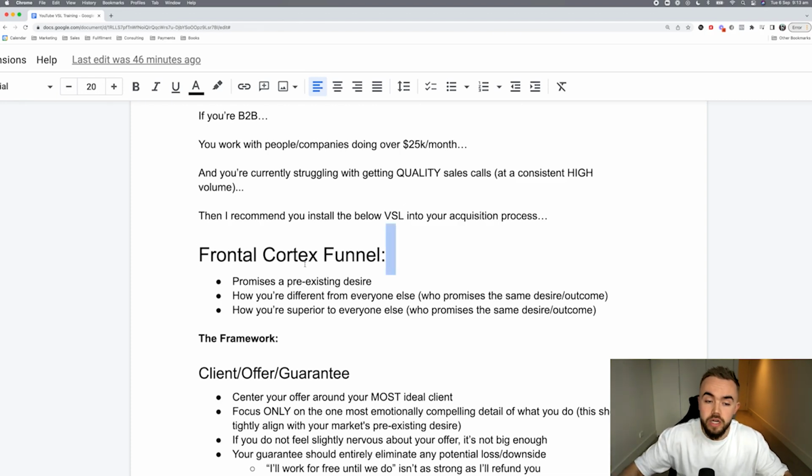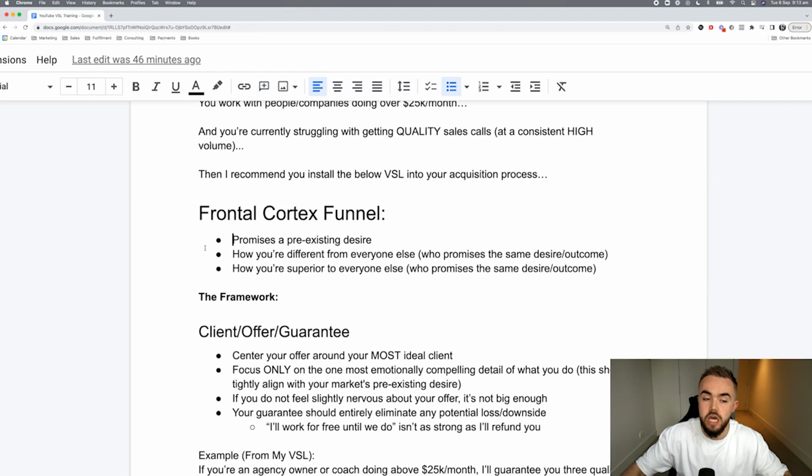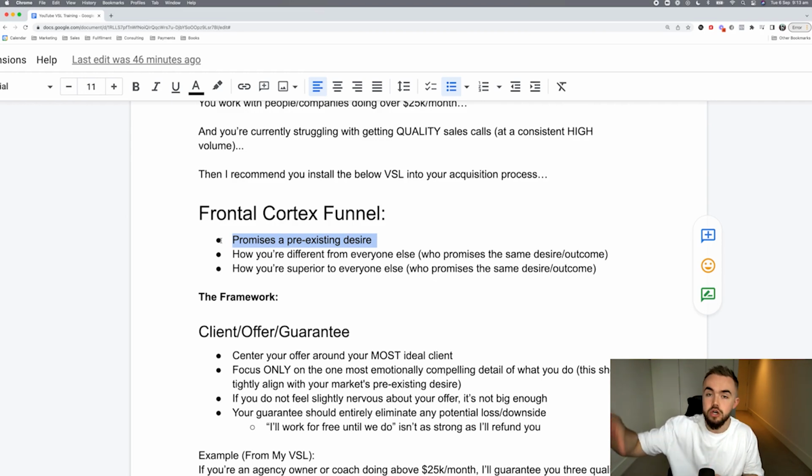Okay, so what is the frontal cortex funnel? Well, there's a few things that it does, which is why it works so well, okay? Number one is it promises a pre-existing desire. So any market that you're in, there's a pre-existing desire within that market, meaning that that market naturally wants something. You don't need to create demand for whatever it is that they want, right? And you shouldn't create demand either, because it's so much harder. You need to look at what is the pre-existing desire within the market.